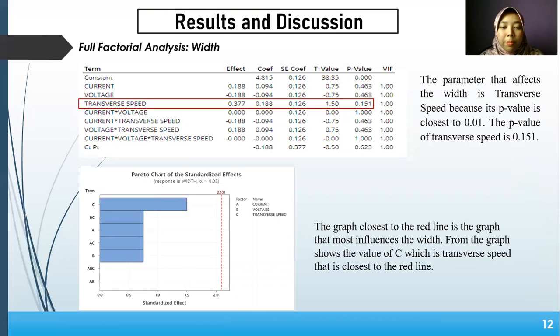From this table, the parameter that affects the width is transfer speed because its value is closest to 0.01. The p-value of transfer speed is 0.151. From this Pareto chart of width, the graph closest to the red line is the graph that most influences the width. The graph shows the value of C, which is transfer speed, is closest to the red line. So the parameter C is the parameter that affects the width, while the interactions BC, A, AC, and B will give less impact to width.